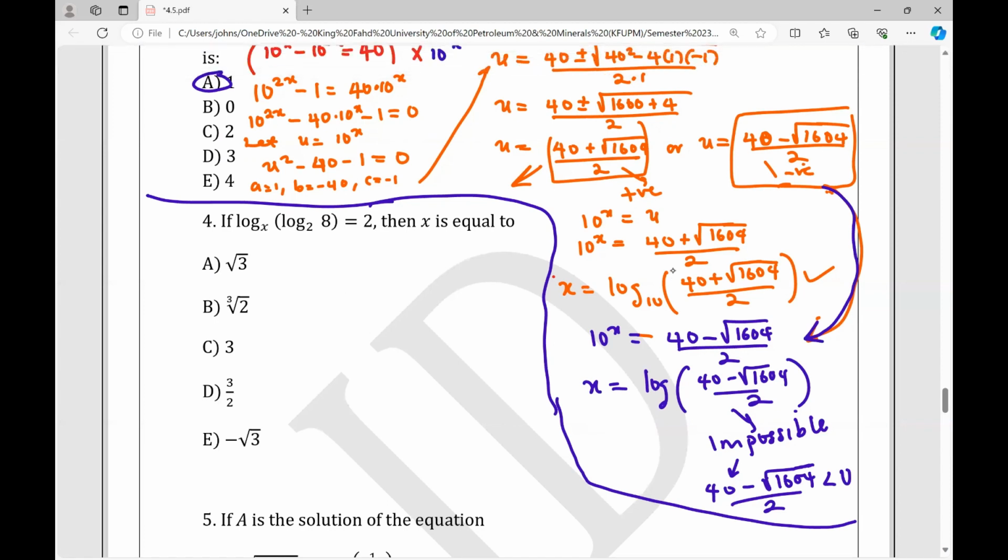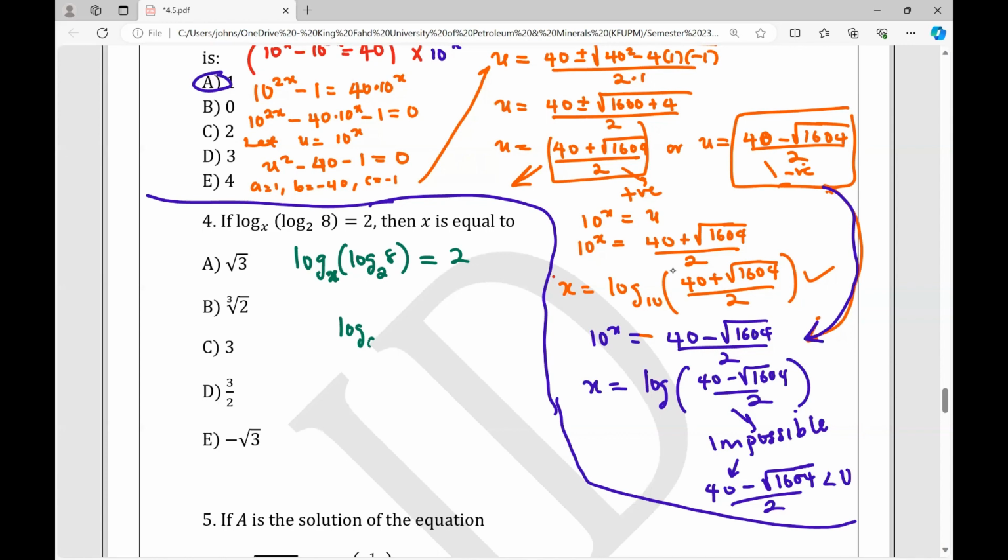So for question number 4, we have log to base x of 8 is equal to 2. So what are we going to do? We're just going to change to exponential form. This is the base here, x. And now you consider this as what?